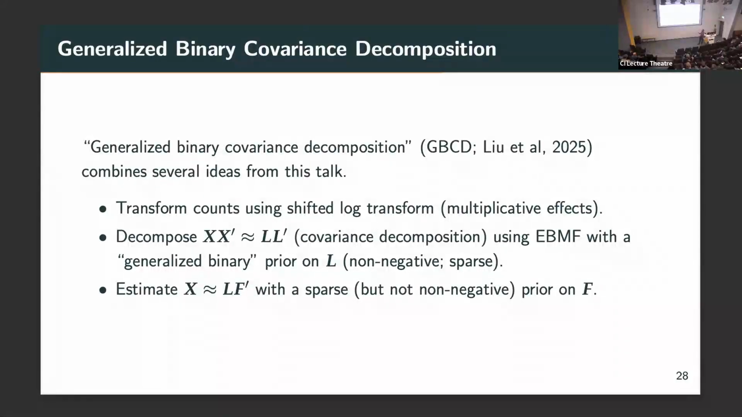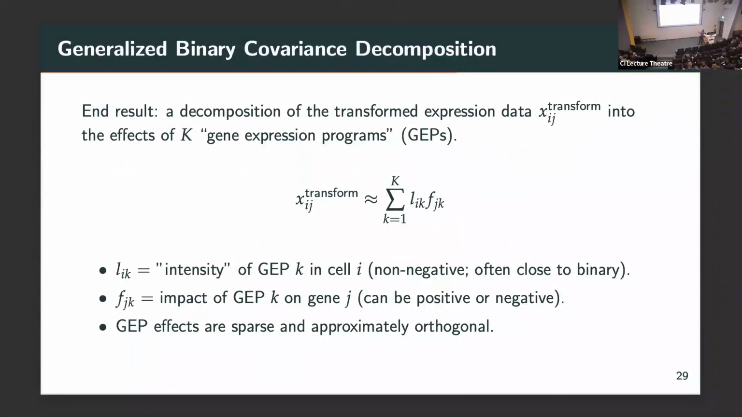Then we decompose the covariance matrix, making sure that we get the similarities reflected in the L's. Then, having fixed the L's, we estimate F with a sparse, but not non-negative in this case, prior on the F. So the end result is a decomposition of this form where the F's are approximately orthogonal, because we assumed orthogonality of the F's under the rug when we estimated the L's by doing the covariance decomposition, but then we didn't impose orthogonality when we estimated the F's. So there's a kind of hybrid going on here, but the F's are going to be approximately orthogonal.